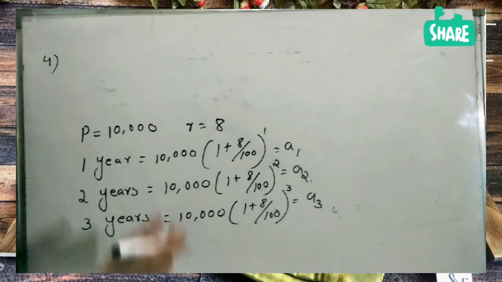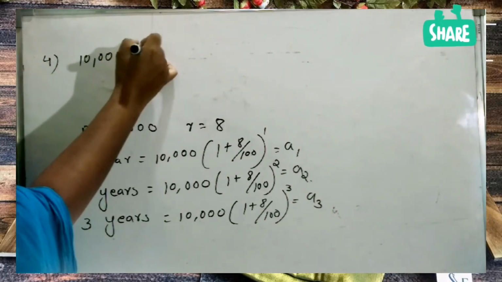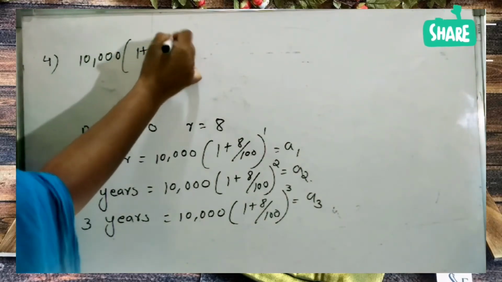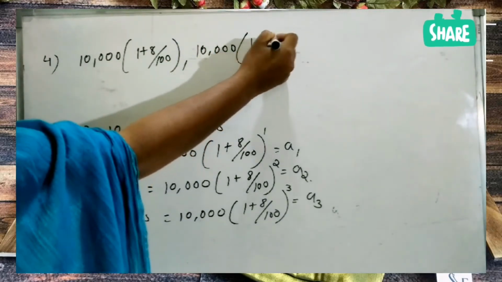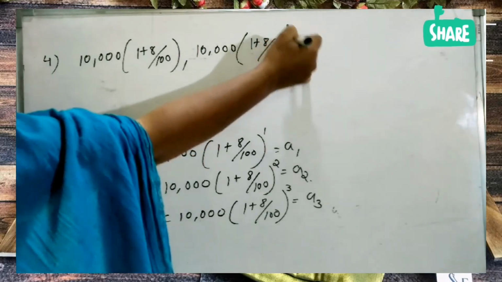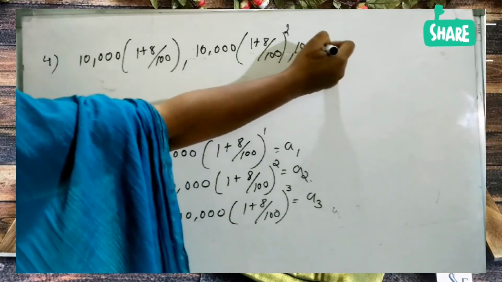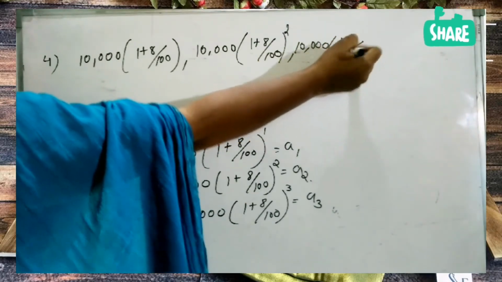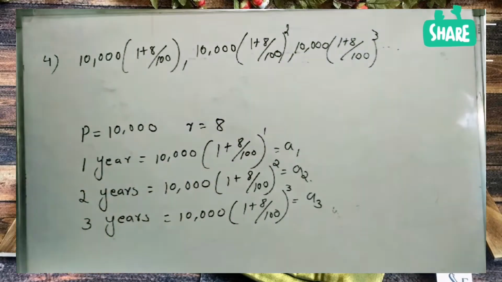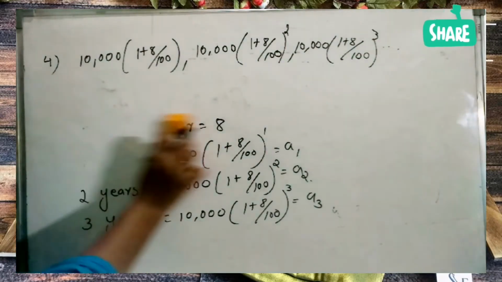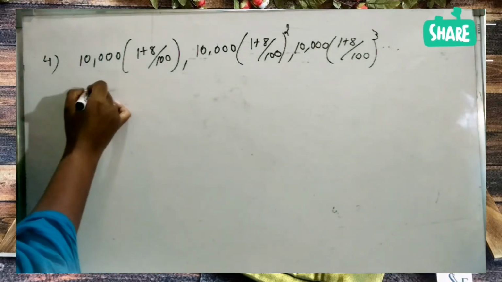Now we need to check whether 10,000, 10,000 into (1 + 8/100), 10,000 into (1 + 8/100) all squared, 10,000 into (1 + 8/100) all cubed, etc., forms an AP or not. For that we are going to take the difference.